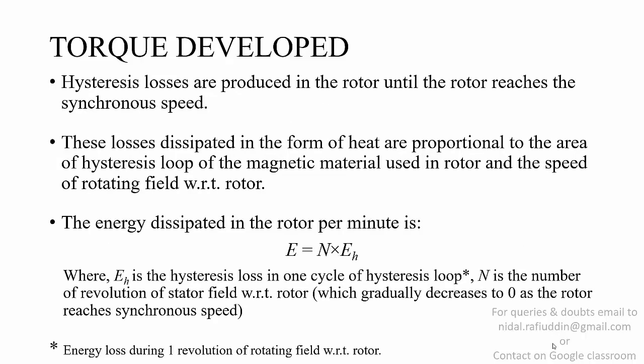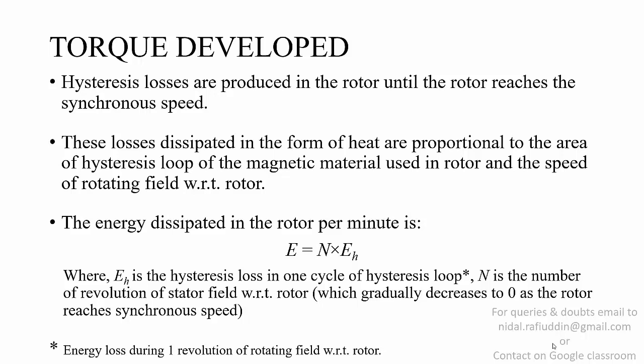Now we will try to derive the expression for torque related to the hysteresis loss. Since the hysteresis losses are produced in the rotor until the rotor reaches the synchronous speed, this is because the hysteresis loop will be observed when the stator sweeps the rotor. If the sweeping stops, which is possible only at synchronous speed, then you will no more get hysteresis loops formed in the rotor. These losses dissipated in the form of heat are proportional to the area of the hysteresis loop of the magnetic material used in the rotor and the speed of the rotating field with respect to the rotor.